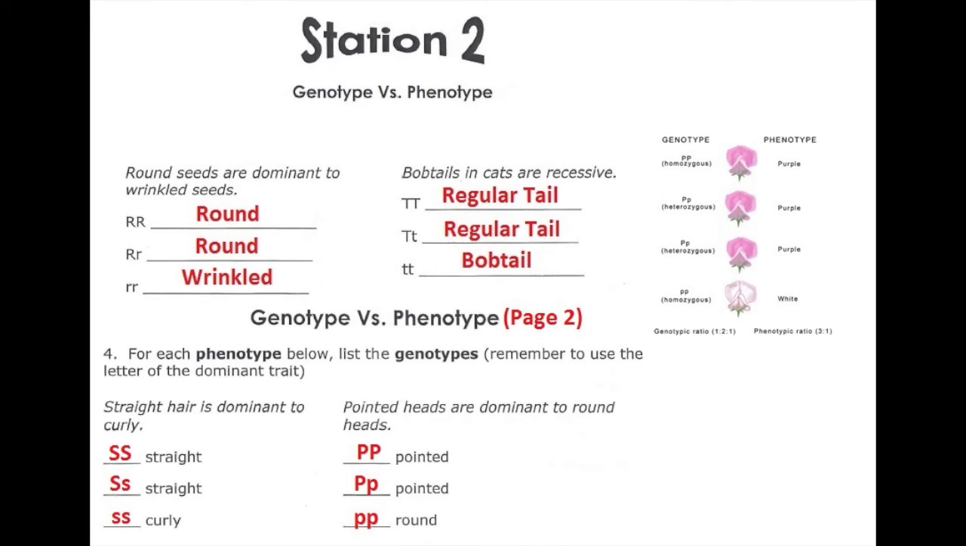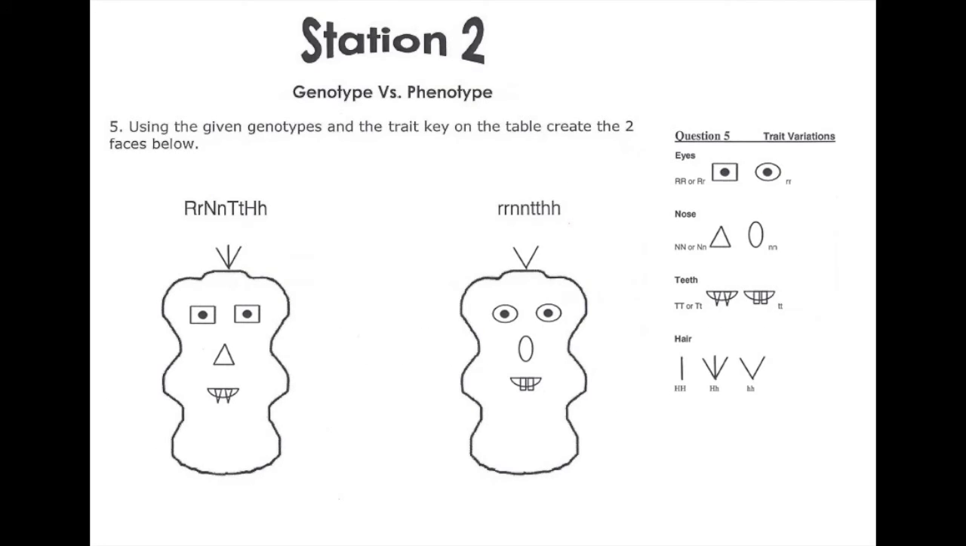Same thing here on this screen. If it's a capital R, it's going to be round peas. If it's 2 lowercase r's, it'll be wrinkled. Now, the second example in this slide you have to be careful about because it says bobtails are recessive. So the only way a cat can have a bobtail is if it has 2 copies of the recessive gene. Number 4 down below, again, you're just using capital S's for the dominant and lowercase letters for the recessive, and capital P's for the dominant and lowercase for the recessive.